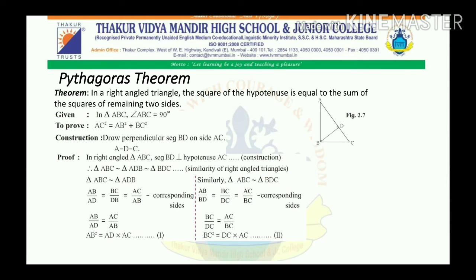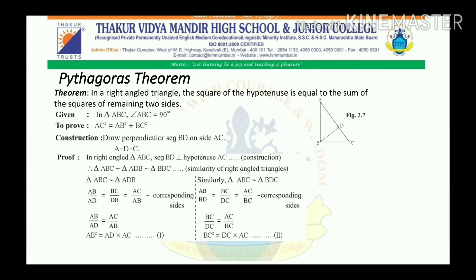Therefore, triangle ABC is similar to triangle ADB, similar to triangle BDC. This is called the similarity of right angle triangle theorem. Now we are taking first and second triangle, that is triangle ABC similar to triangle ADB. So if triangles are similar, their corresponding sides are in proportion, as we know from the similarity chapter. So AB upon AD is equal to BC upon DB is equal to AC upon AB, the corresponding sides of similar triangles.